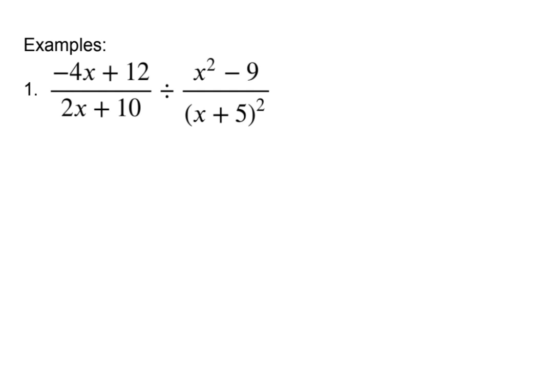We don't do division. Instead, we change it to a multiplication. So we're going to keep the first one, negative 4x plus 12 over 2x plus 10. Change it to multiply, and then do the reciprocal or the flip of the second. Keep, change, flip.